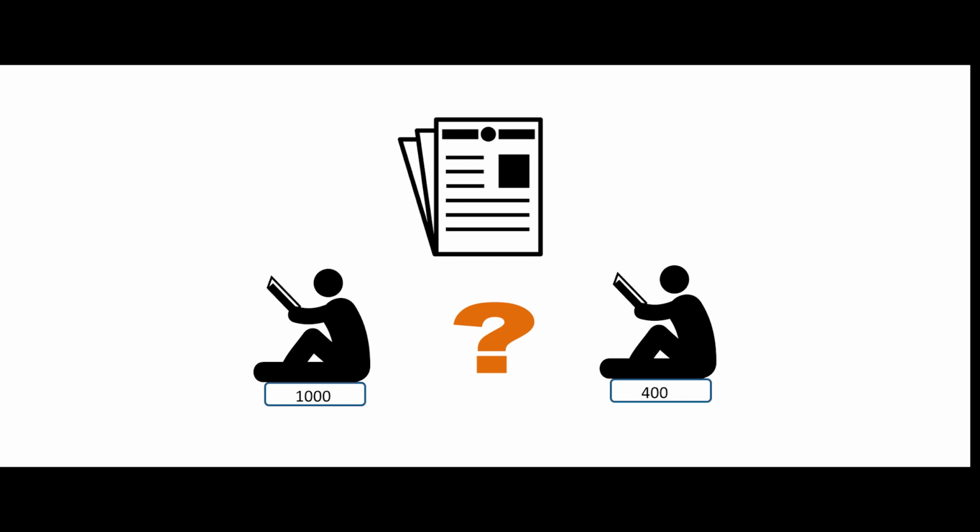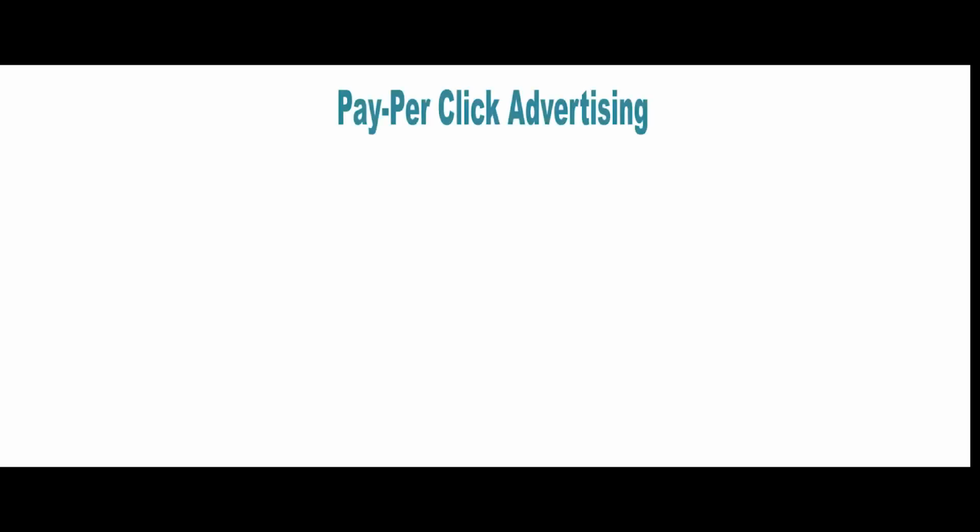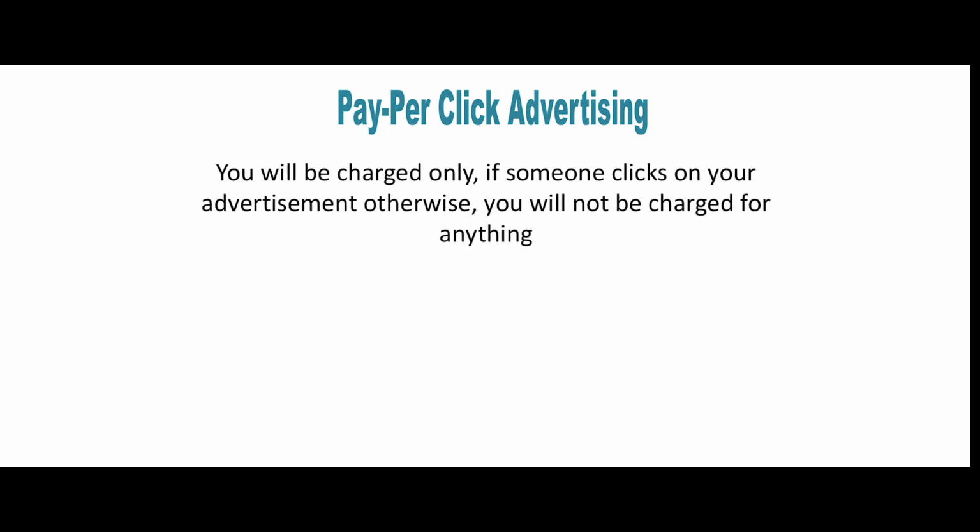So in this case, you will be charged on the basis of 1000 readers, even if your ad is seen by only 400 readers. Even if no one sees your advertisement, you will be charged the full amount. But the scenario is different in the case of online advertising, where most of the advertising models work on pay-per-click. That means you will be charged only if someone clicks on your advertisement, otherwise you will not be charged for anything. So let me formally define what pay-per-click advertising is.